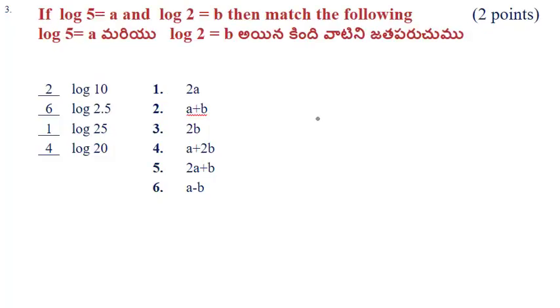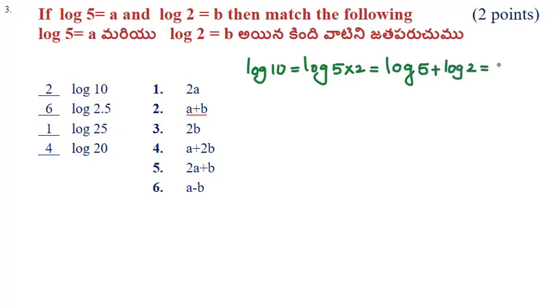Next problem. If log 5 equals to A and log 2 equals to B, then we have to match the following. First one, log 10. Log 10 can be written as log 5 into 2, that equals to log xy formula, log x plus log y. So log 5 plus log 2. So here log 5 is A and log 2 is B. So answer is A plus B. So we have to match like this.